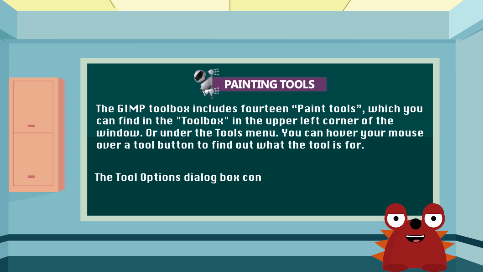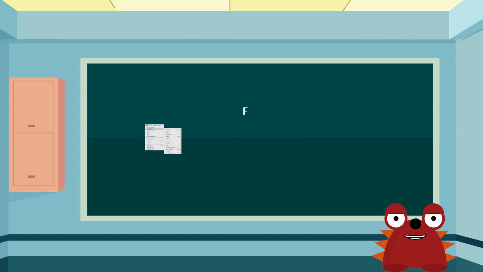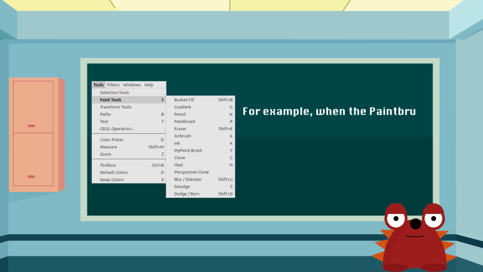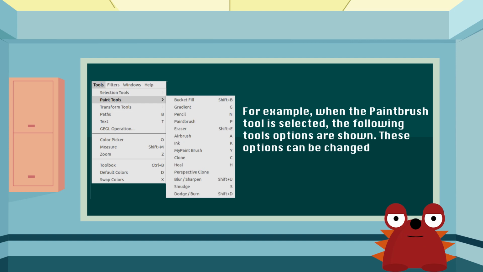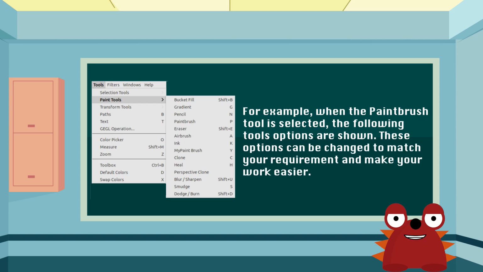The Tool Options dialog box contains options for the currently selected tool. For example, when the paintbrush tool is selected, the following tool options are open. These options can be changed to match your requirement and make your work easier. Let us learn to use the important painting tools in GIMP.